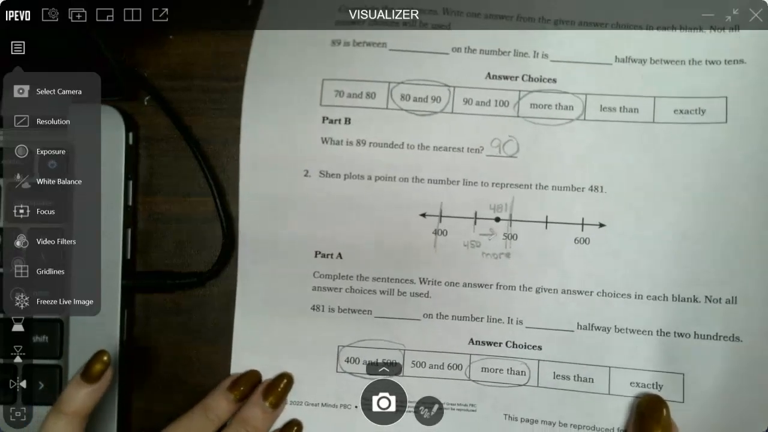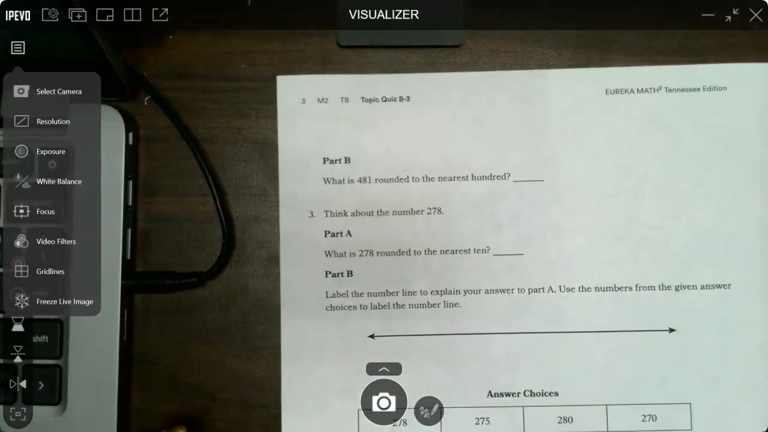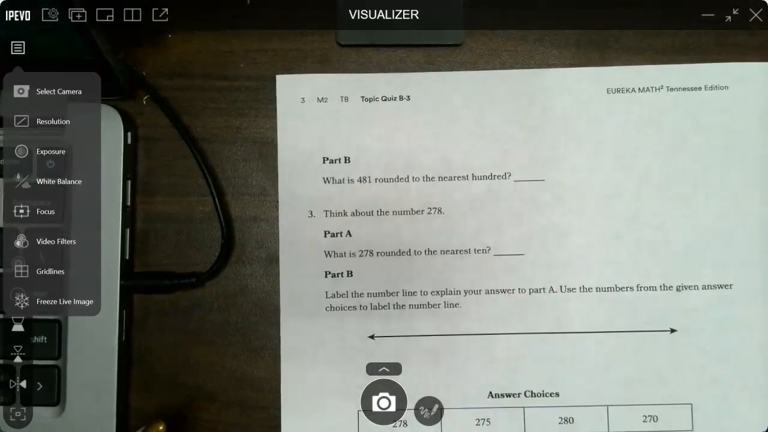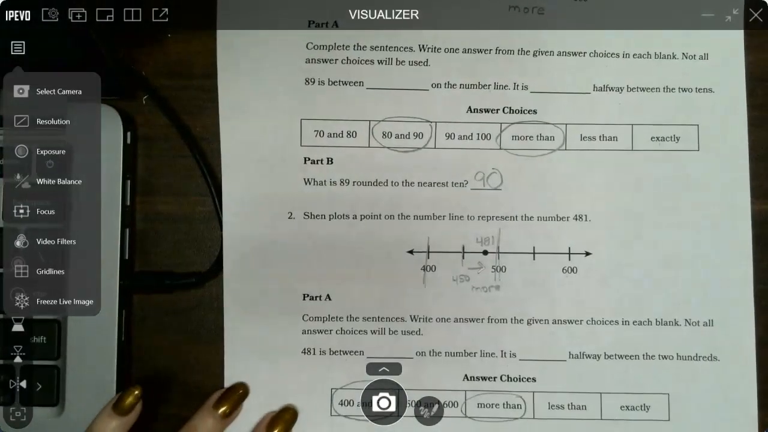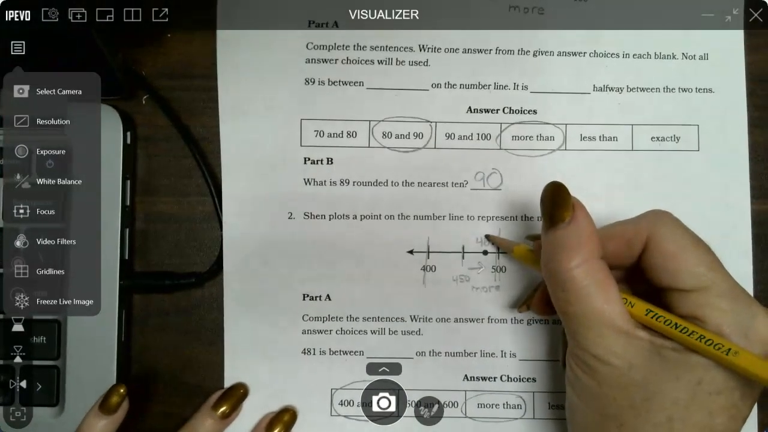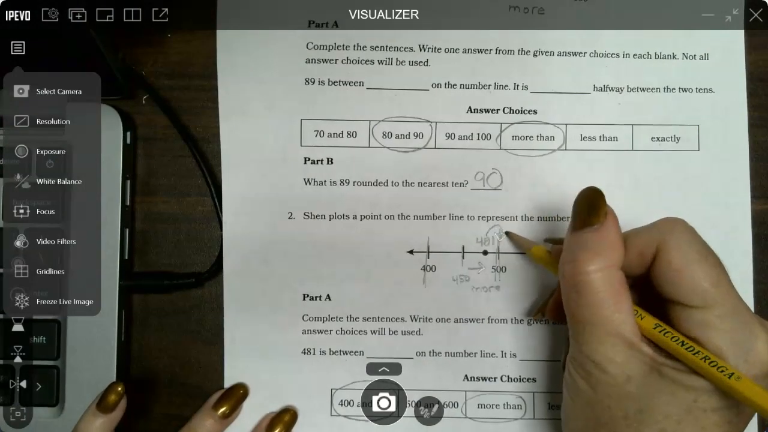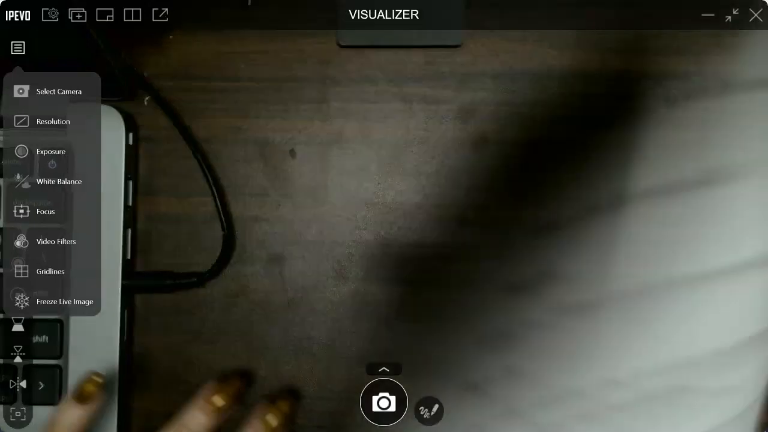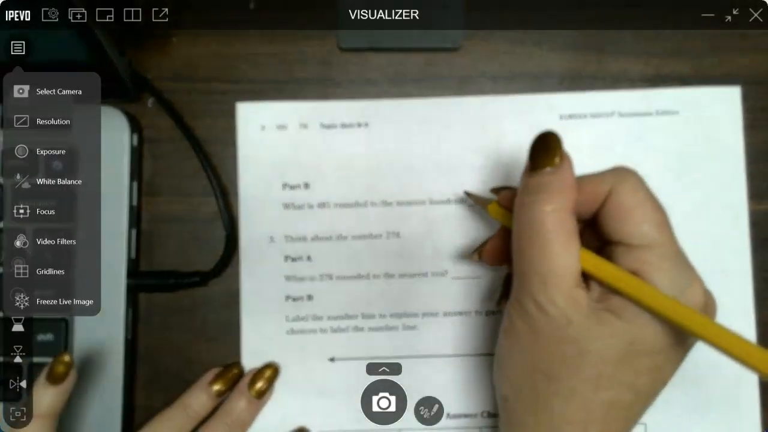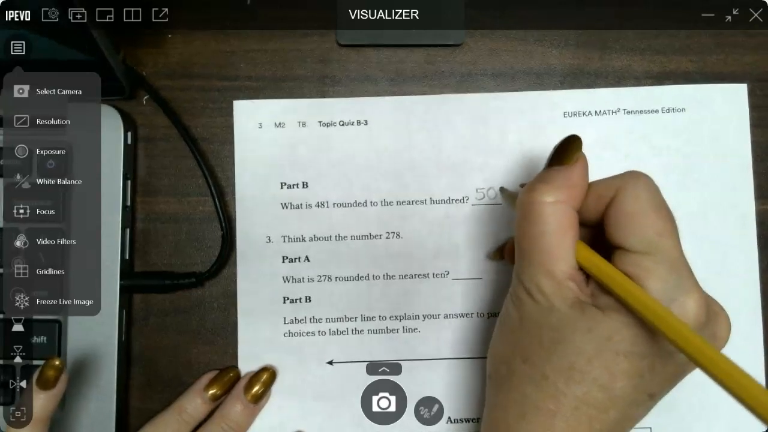On the back, it's going to ask us to round 481 to the nearest hundred. If I want to, I can look back at my number line and use it as a tool. When I look at 481 on that number line, because it is more than halfway, I see that it rounds up to the next 100. So 481 rounded to the nearest hundred would be 500.